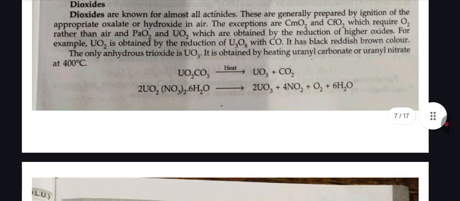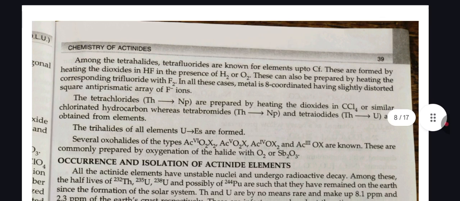Dioxides are known for almost all actinides. These are generally prepared by ignition of appropriate oxalates or hydroxides in air. The exceptions are CmO2 and CfO2, which require oxygen rather than air, and PaO2 and UO2, which are obtained by the reduction of higher oxides. For example, UO2 is obtained by reduction of U3O8 with CO. It has a black reddish brown color. The only anhydrous trioxide is UO3. It is obtained by heating uranyl carbonates or uranyl nitrate at 400 degrees Celsius.